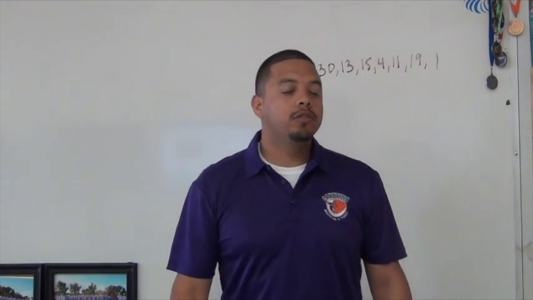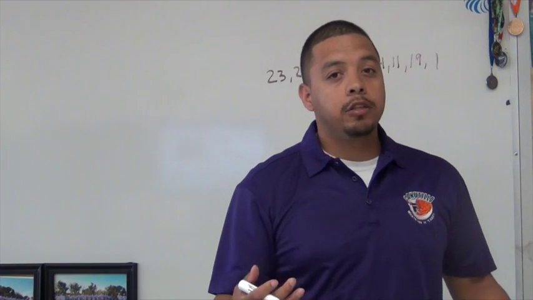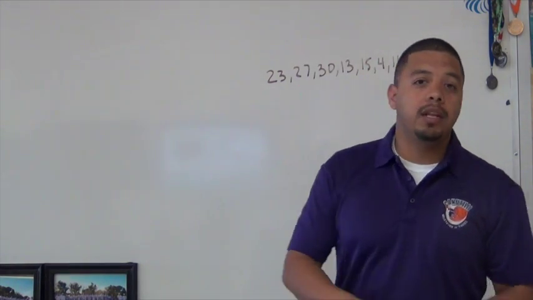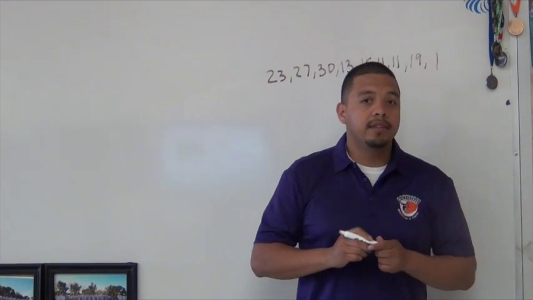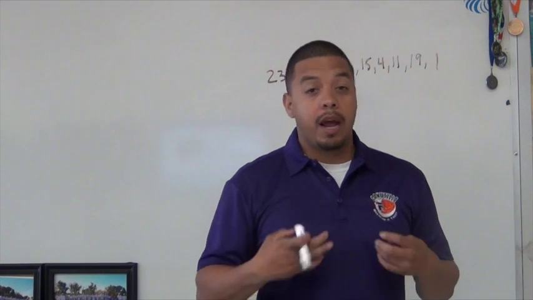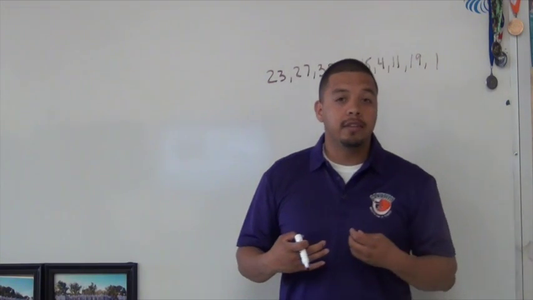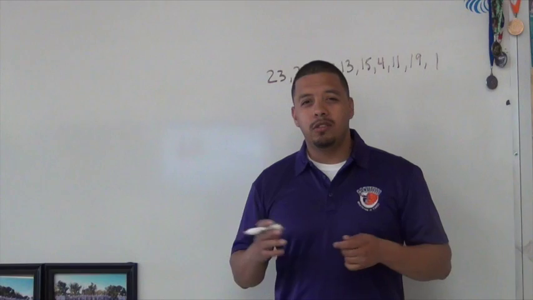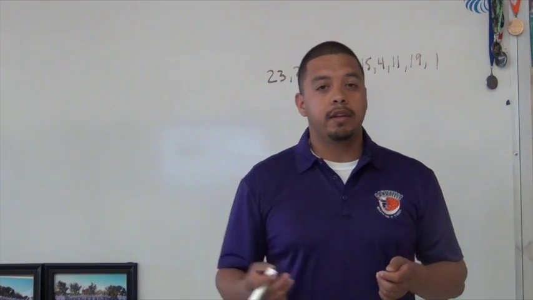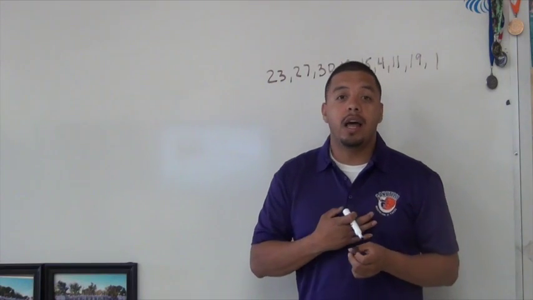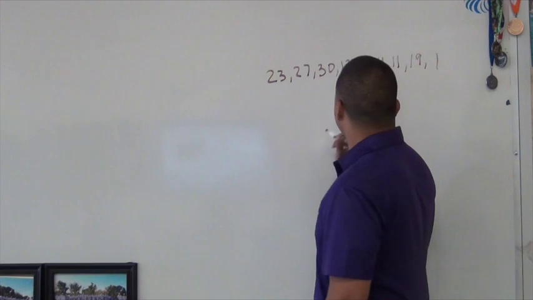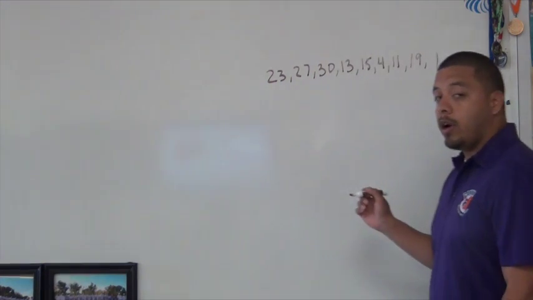Using those numbers, I'm going to create a box plot. But the first thing you want to do, especially when they give you a list of numbers, ladies and gentlemen, is organize them from least to greatest. You can also do greatest to least, but what I found is that least to greatest tends to be a lot easier when they're asking you for the lowest number or the greatest number. The important part is for you to organize them.